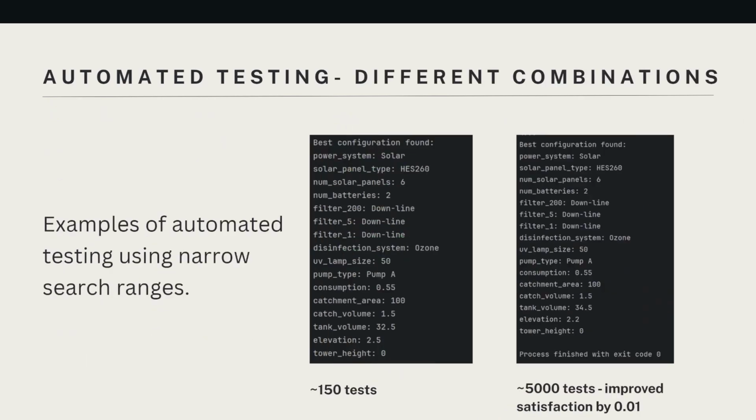These are some of the examples of the results from our automated testing. After about 150 tests, we got the system on the left, and after 5,000 tests, we got the one on the right, which only increased the satisfaction by 0.01% compared to our manual testing. This helped confirm that our results from before were accurate and close to a global maximum of satisfaction.